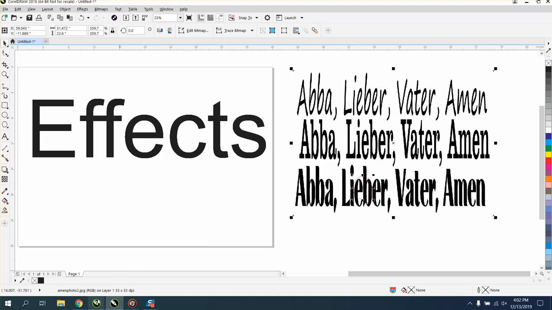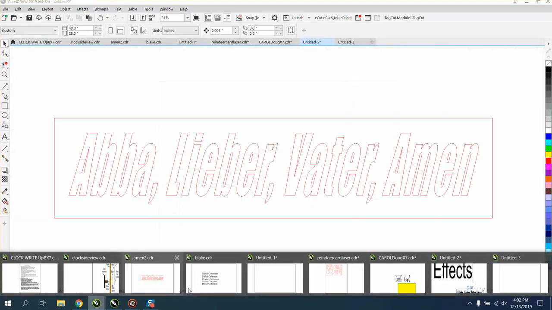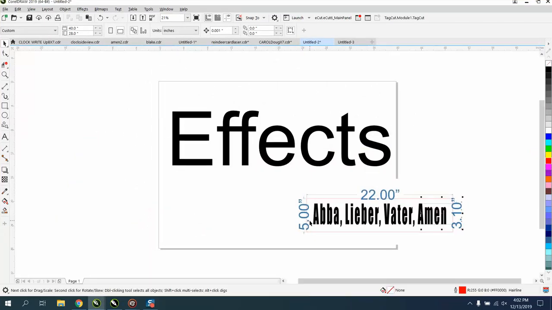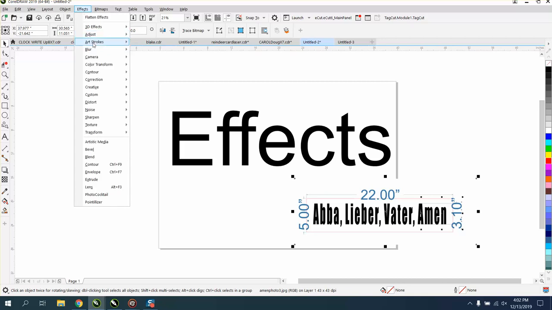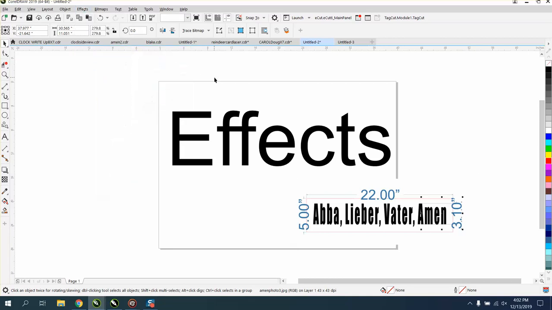His question was, where do they put them in 2019? Well, in 2019, they put them under effects. Kind of makes sense, but they're right here, the same ones. Noise, distortion, texture, camera. These are some pretty neat effects. So they've moved them from bitmap to effects.